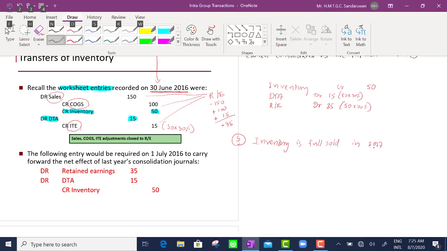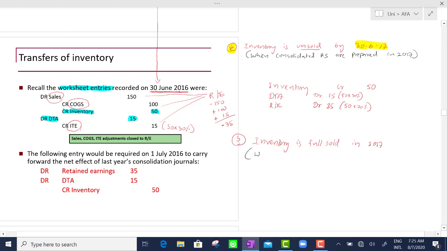Okay, where when consolidated financial statements are prepared in 2017, 1 year later from the purchase and the intercompany sales.